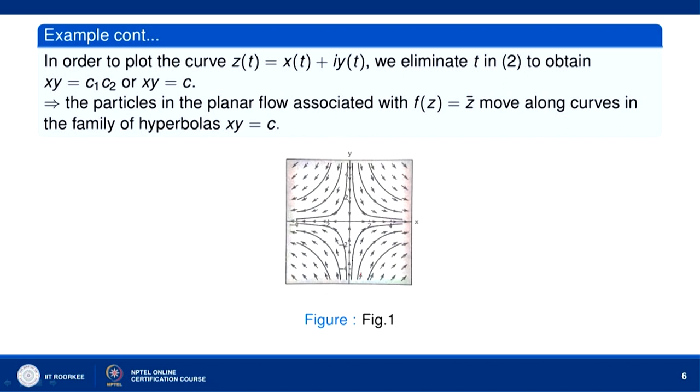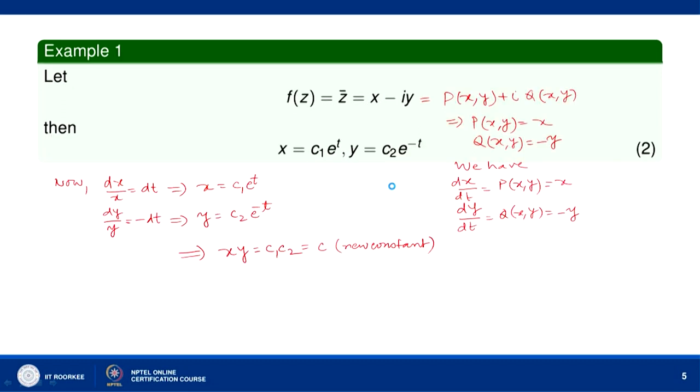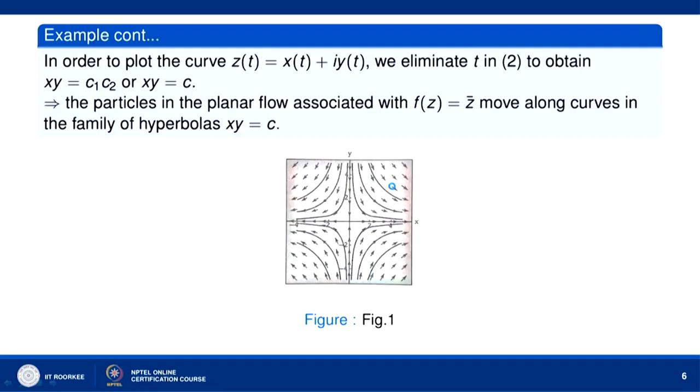Okay. Now you can also see how we have mentioned the directions of the flow here. You can see that x is equal to c1 e to the power t, y equal to c2 e to the power minus t. Okay, so let us see here x equal to c1 e to the power t, y equal to c2 e to the power minus t.